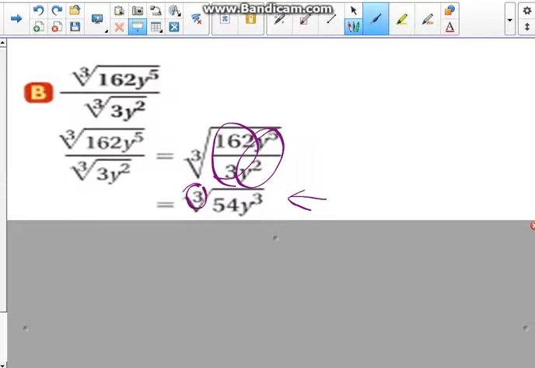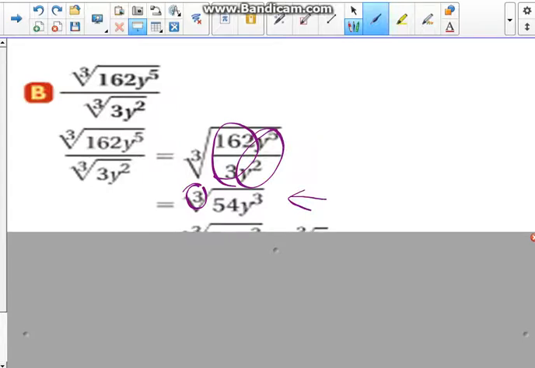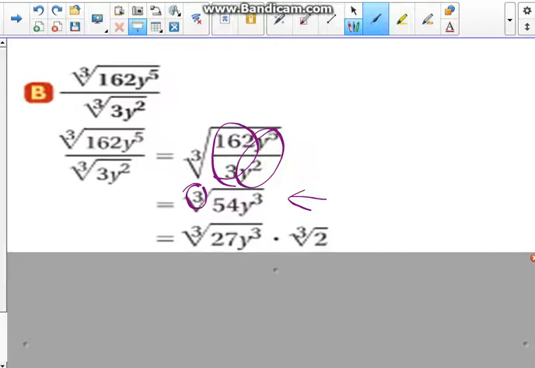Now we want to write things in cube factors if we can. So we know 54 has a cubed root factor, which is 27. And 27 is 3 cubed. So we're going to use that. So 54 is 27 times 2. So there it is, 27 times 2. And they've just left out this step here, if you're wondering how they got from there to there. So they left out this 27 times 2 times y cubed.